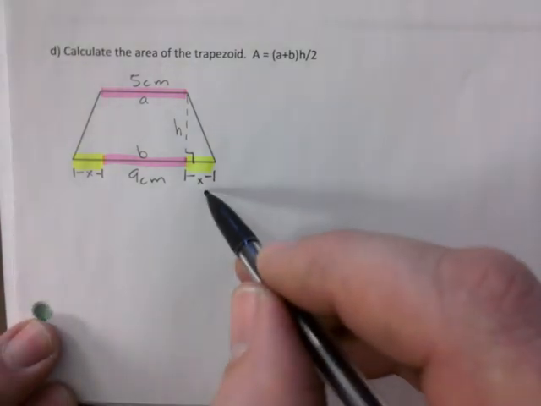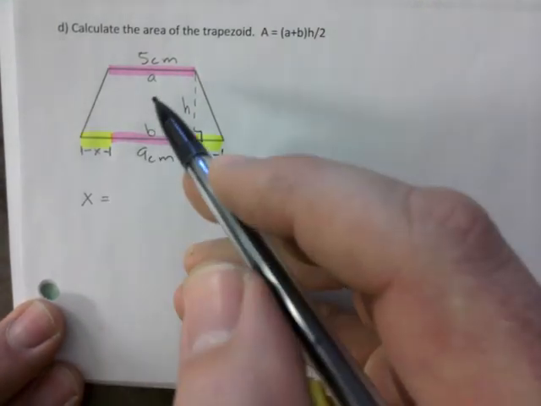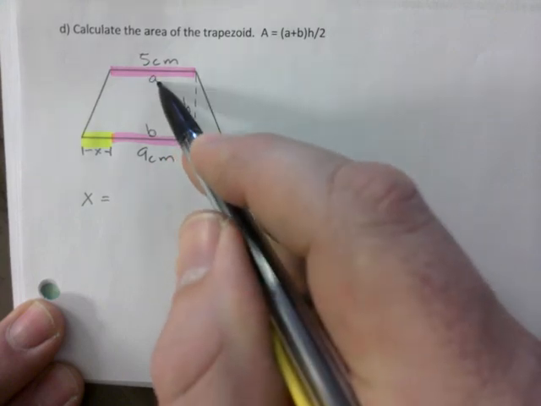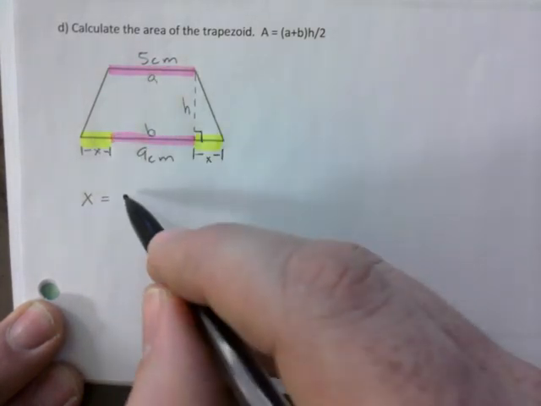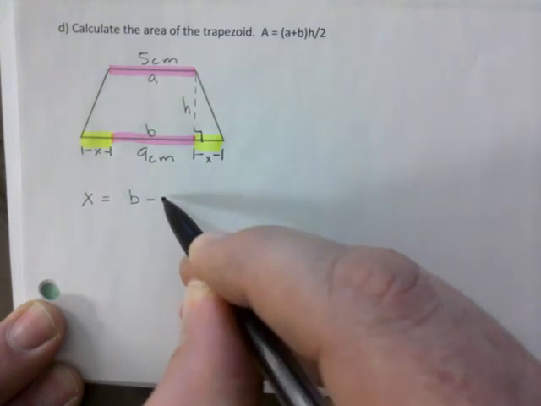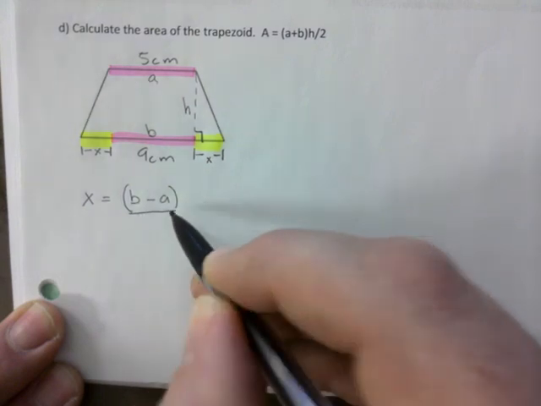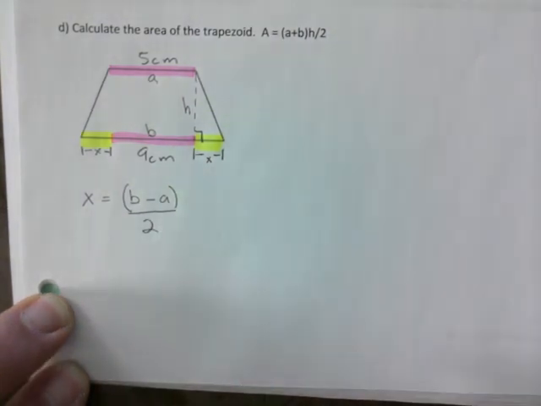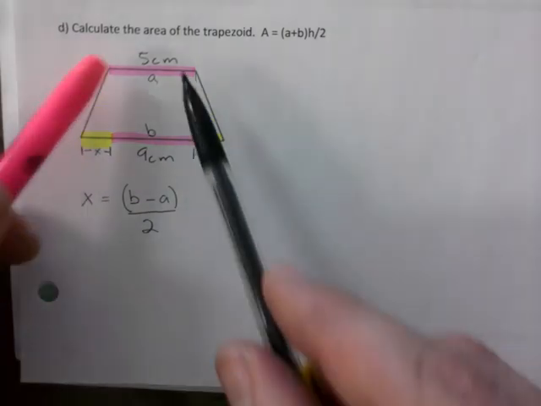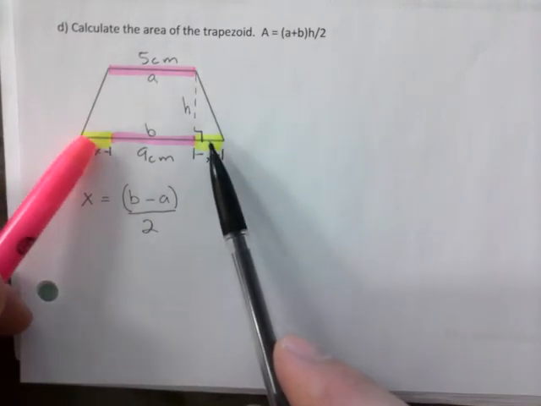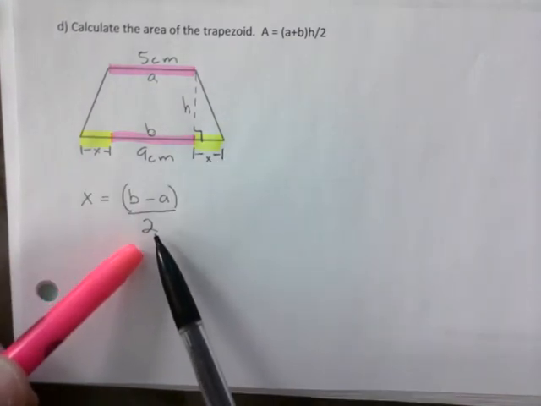So to find x, watch what I'm going to do. x is equal to b minus a. So I'm going to take 9 and subtract a from it. So b minus a, and then I'm going to split it in half. So I'm going to take the 9 here at the bottom, take the 5 away from it, and what's left over, I'm just going to split it in half. I hope that makes sense.